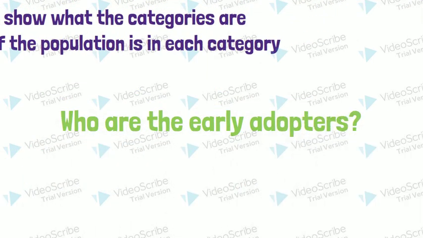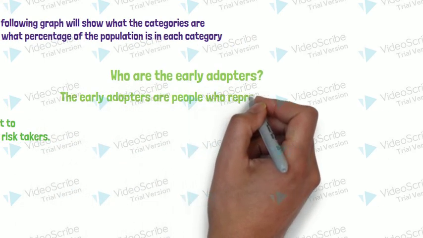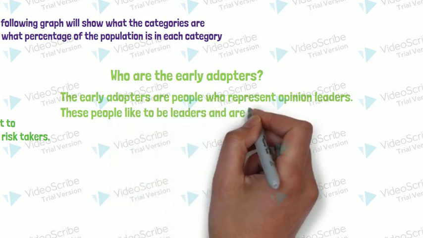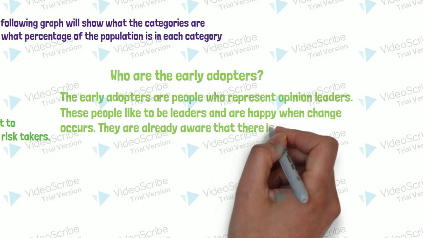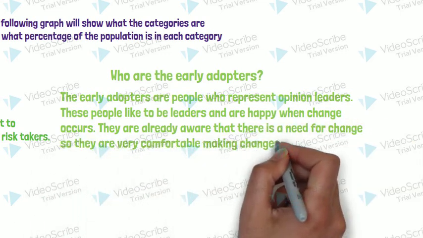Who are the early adopters? The early adopters are people who represent opinion leaders. These people like to be leaders and are happy when change occurs. They're already aware that there's a need for change, so they are very comfortable with making the changes.